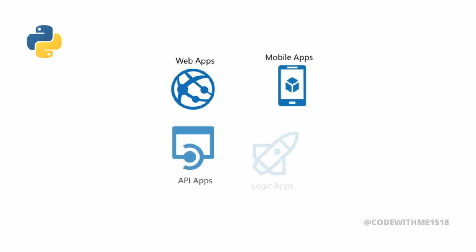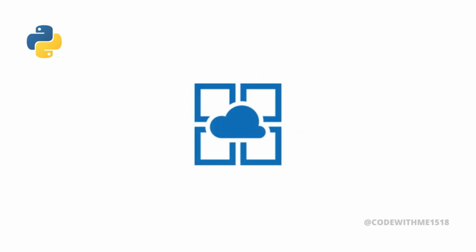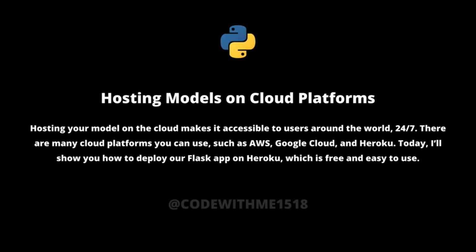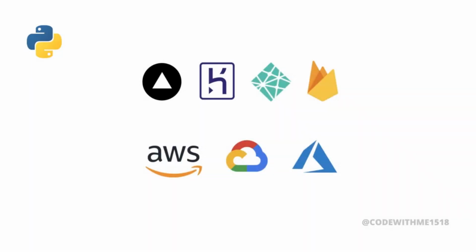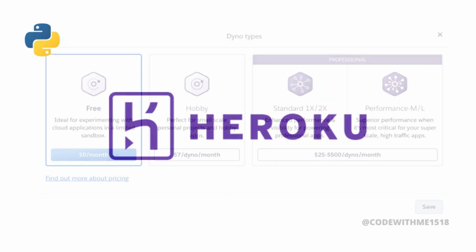This API could be the backbone of a web app, a mobile app, or even a service that powers multiple applications. Next, let's look at how to deploy this API on a cloud platform so it's accessible from anywhere. Hosting your model on the cloud makes it accessible to users around the world, 24/7. There are many cloud platforms you can use, such as AWS, Google Cloud, and Heroku. Today, I'll show you how to deploy our Flask app on Heroku, which is free and easy to use.